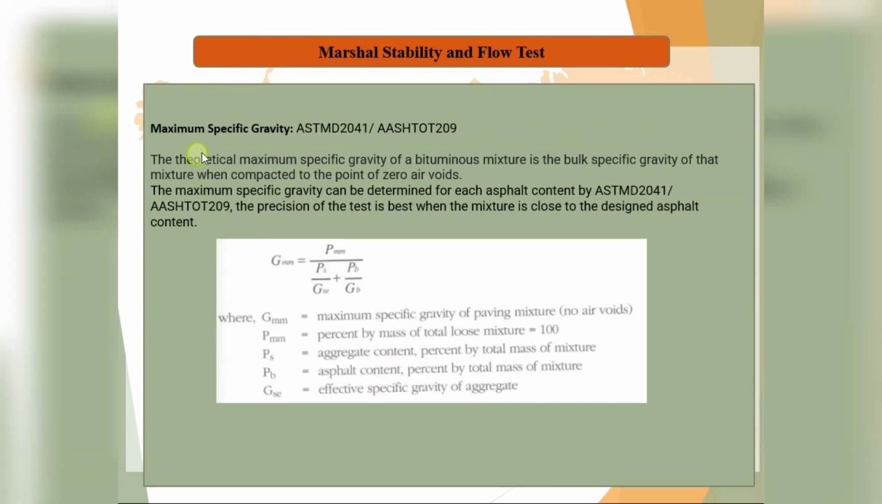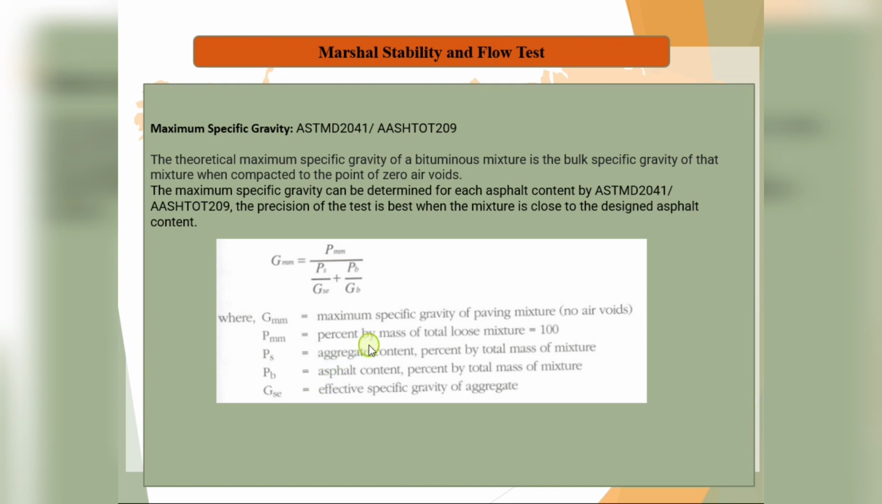Okay, the second thing is maximum specific gravity. Its code is ASTM D2041 and AASHTO T209. If you are following another code, then you just apply accordingly. The maximum specific gravity for a bituminous mixture is the bulk specific gravity of that mixture compacted to a point of zero air voids. G is equal to P divided by P over G.